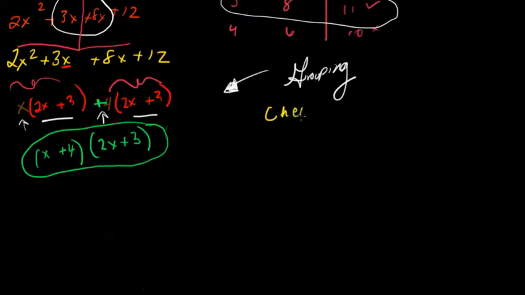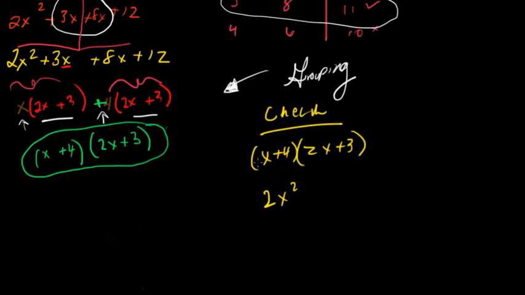So the check. Well, let's go ahead and do it. x plus 4 times 2x plus 3. If we FOIL this, we'll get 2x squared by multiplying the first times first. Then the outer terms, that'd be plus 3x. Then the inner terms, that'd be plus 8x. And then the last terms, that'd be plus 12. Well, if we combine our like terms, 3x plus 8x give me a positive 11x plus 12.